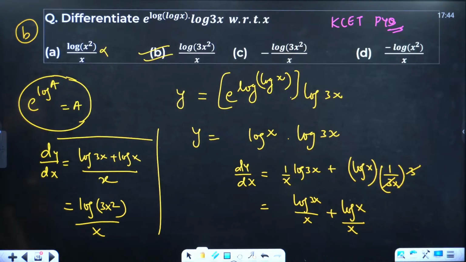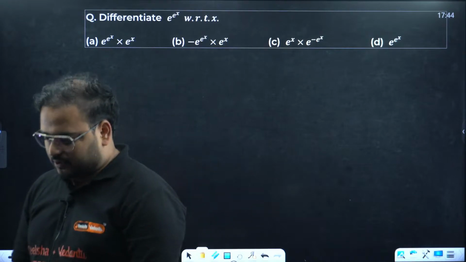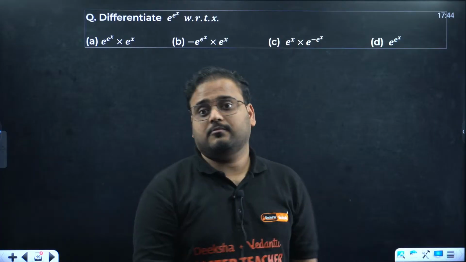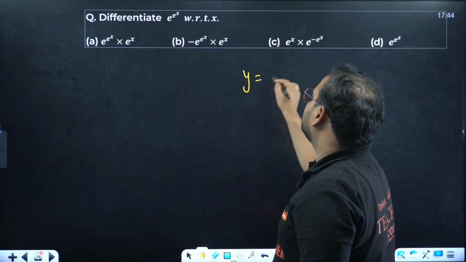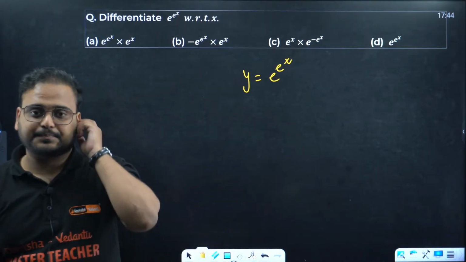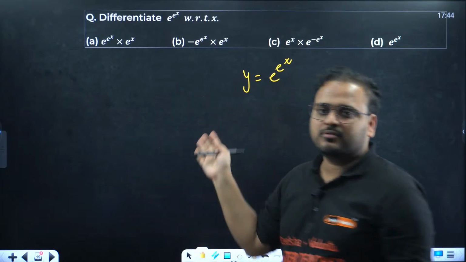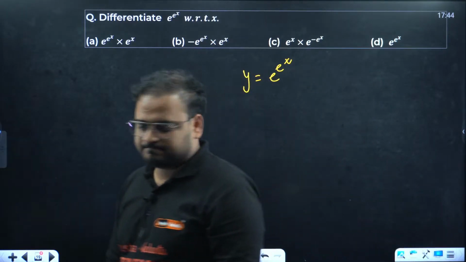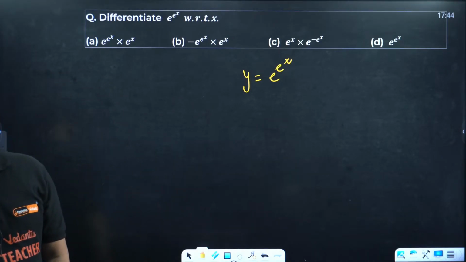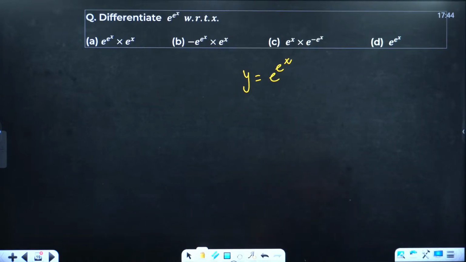Any problem? Now, this you all solve. Please all of you solve this question, because all of you can solve it. What is given over here? Y equals e power x. Nothing different over here. It's a straightforward question on the exponential function. Come on, try this out. Give me an answer. Which option is suitable for this?